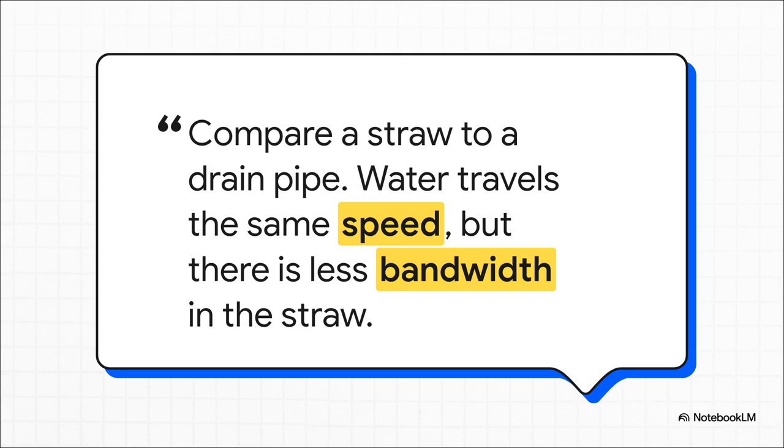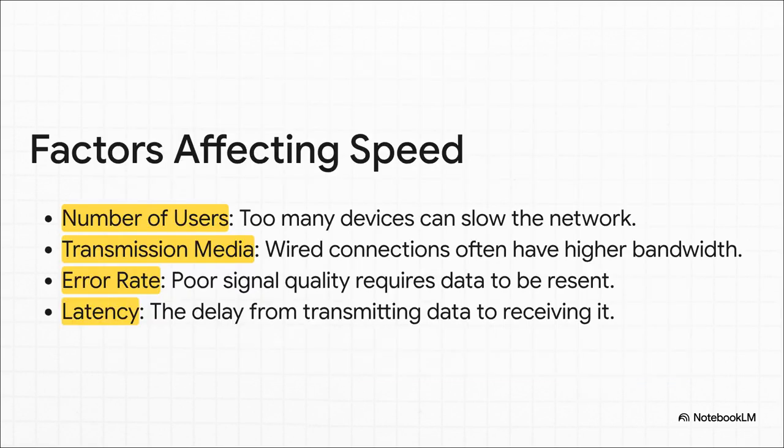An old dial-up connection, that's the tiny one-lane road. And there are other things too. How many other people are using the network? That can cause a digital traffic jam. The type of connection matters. A wired connection is generally more stable than wireless. If the signal quality is poor, you get errors, and the data has to be sent all over again.